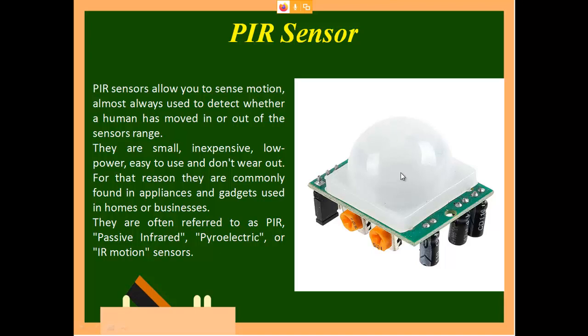Inside you have a sensor. PIR is nothing but passive IR sensor. IR is infrared. We all know that infrared is nothing but heat which is being generated and transmitted. We are also generating heat, around 98 degrees, which we call our temperature. So the PIR sensor allows you to sense motion, and is almost always used to detect whether a human has moved in or out of the sensor range.